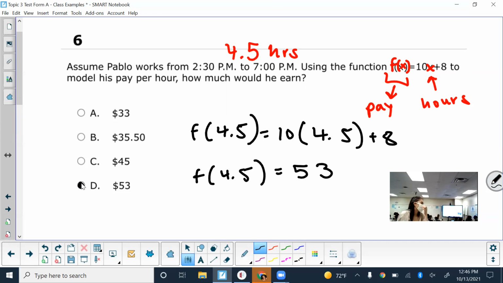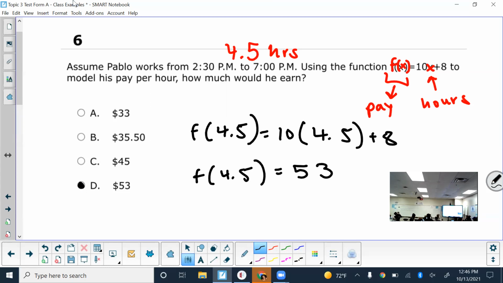So again, the only hard part is just figuring out if you plug in 4.5 for the x or for the f of x, like the output. So it's hours, so it should be where the x is. Good there. Any questions about that? All right, what other ones from the test?